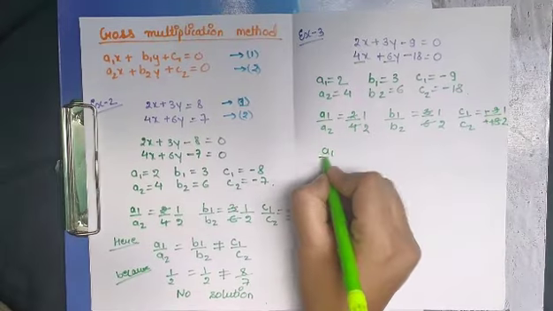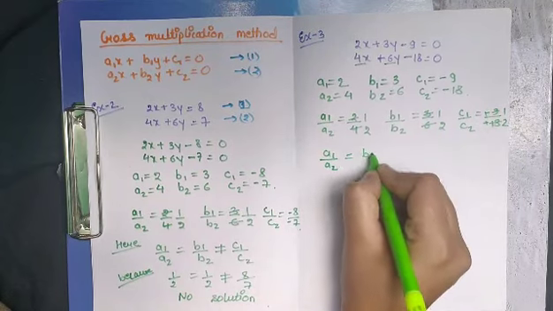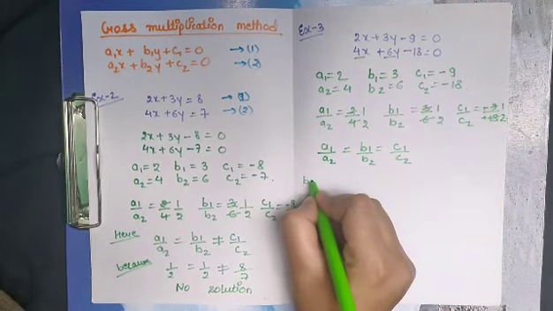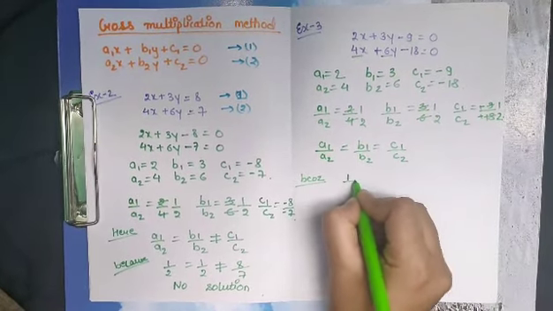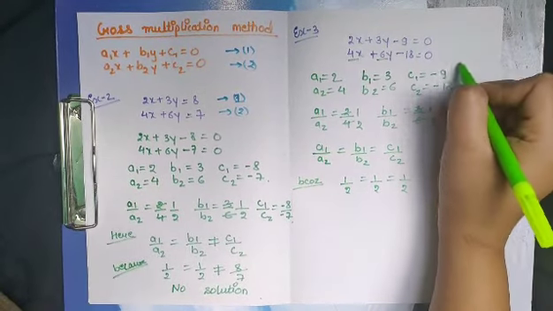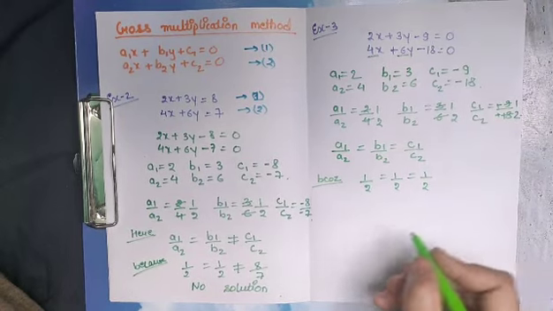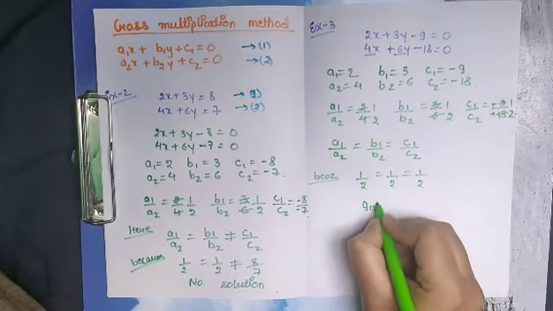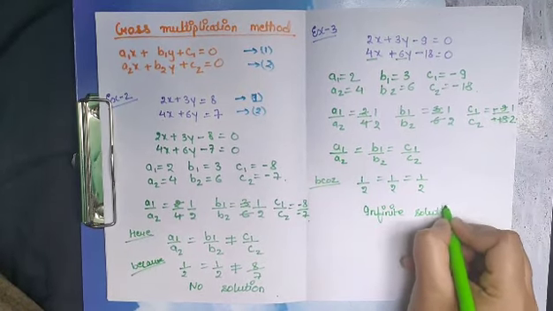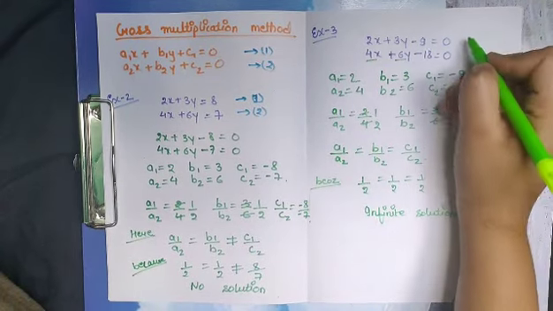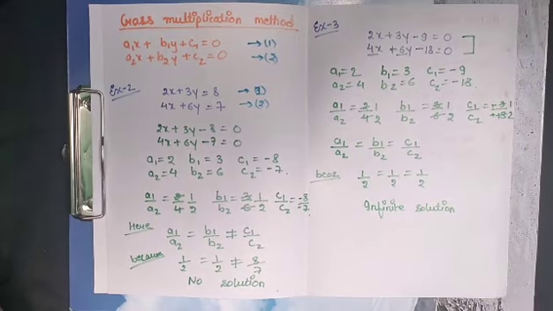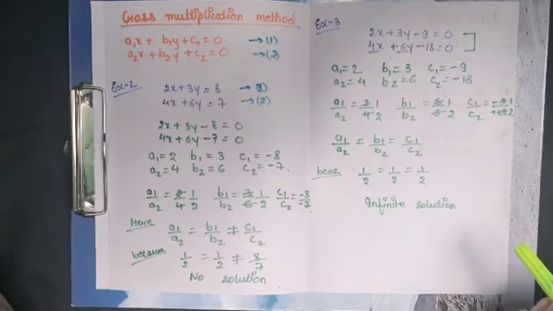Here a1 upon a2 equals b1 upon b2 equals c1 upon c2, because 1 upon 2 equals 1 upon 2 equals 1 upon 2. So this pair of linear equations will have many solutions or infinite solutions. We cannot find the value of x and y for this particular pair of linear equations in two variables. So this is it for this particular question.